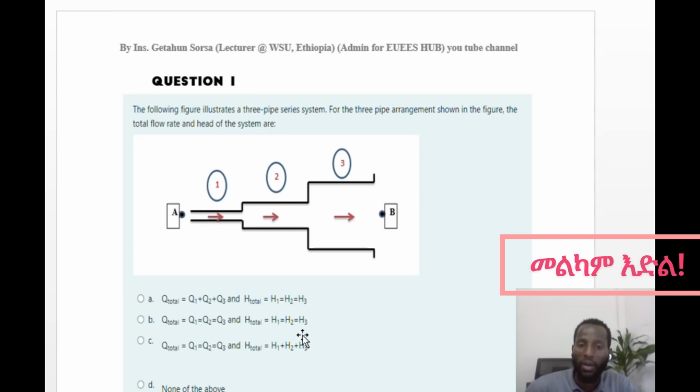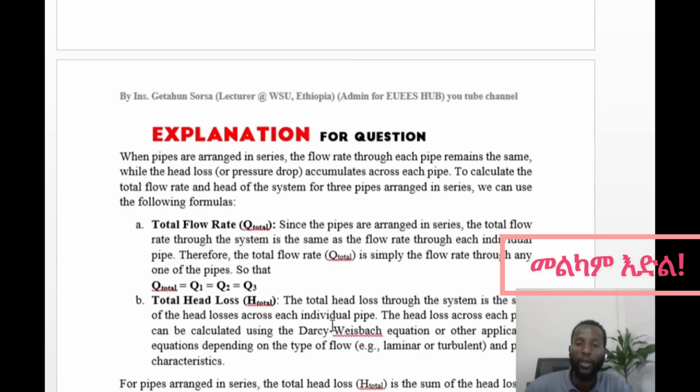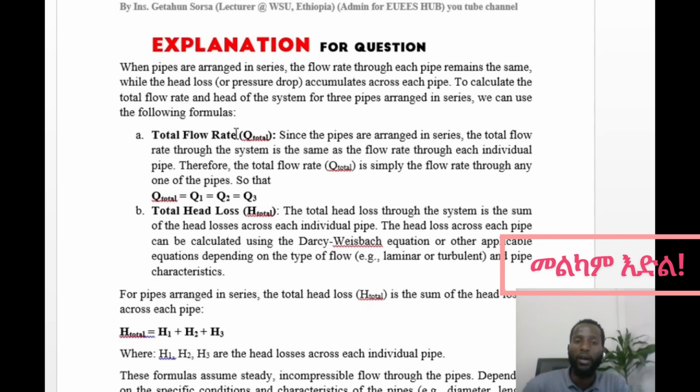To answer this, it needs some description, and we have to know the formula to calculate total flow rate and head of the system when these pipes are connected in series. So let me describe the part. When pipes are arranged in series, the flow rate through each pipe remains the same. That means the total flow rate is equal with the flow rate at each individual pipe.